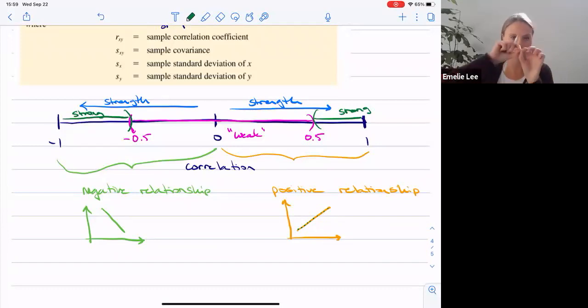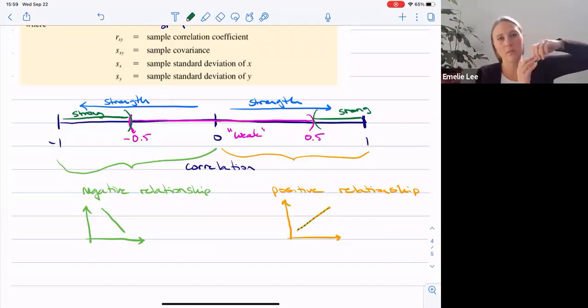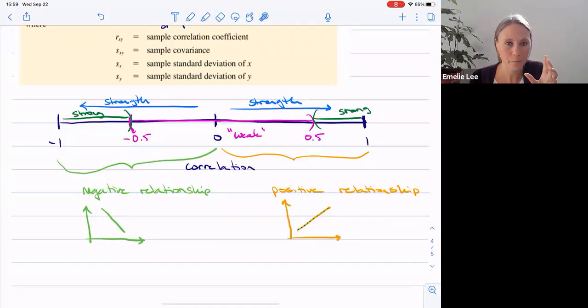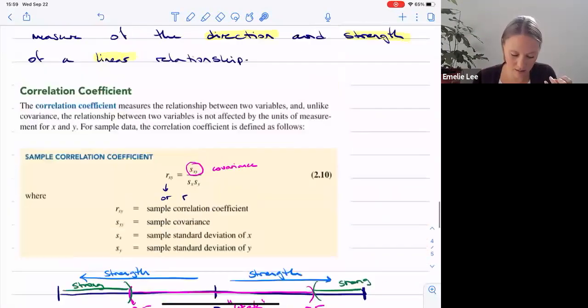So there's no variation if you're at +1 or -1, right? Because then they're just all on the exact same line. But as soon as you have a little bit of scatter around there, then you're going to move in towards 0, depending on how much scatter.